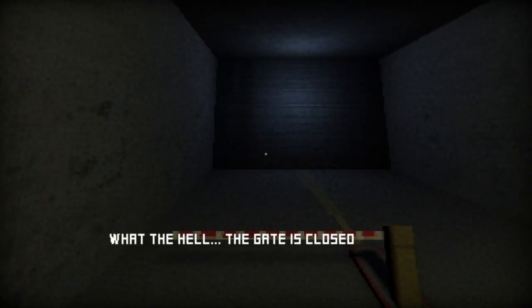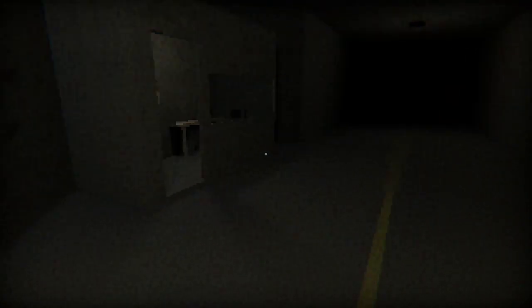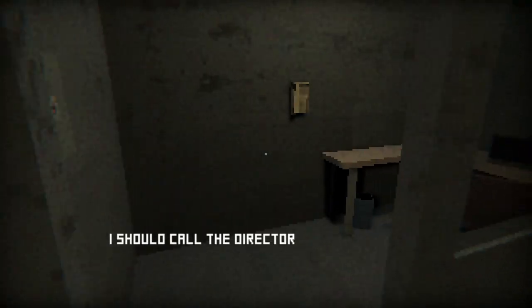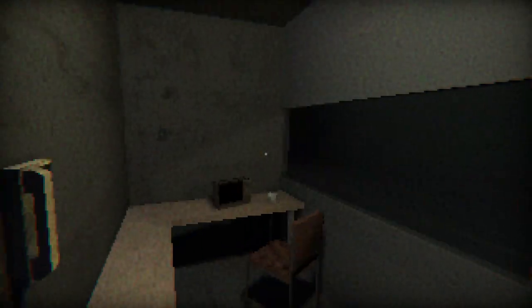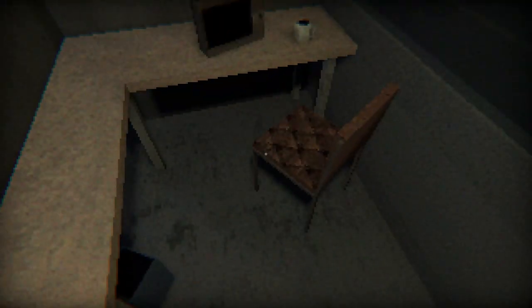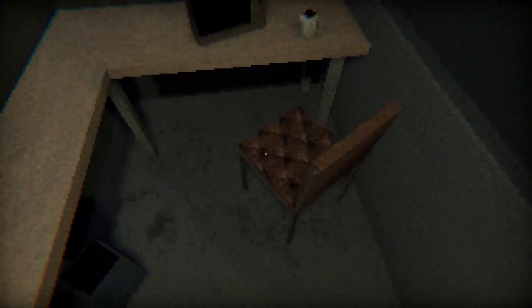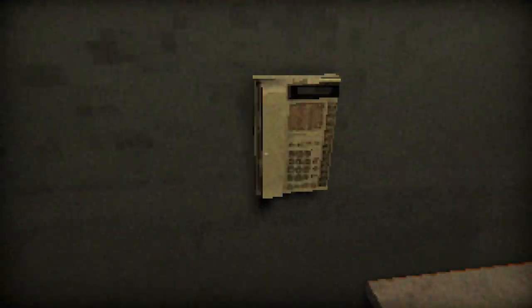Oh, dang, the gate is closed. What the hey? I should call the director. Why don't you just reopen the gate? Isn't... no, that's the first aid kit. I was like, this is the most bare shack ever. Complete with 1970s fluffy cushion chair type of thing.